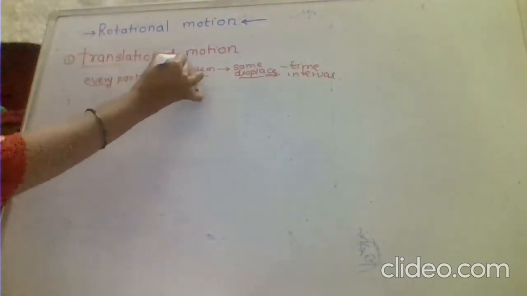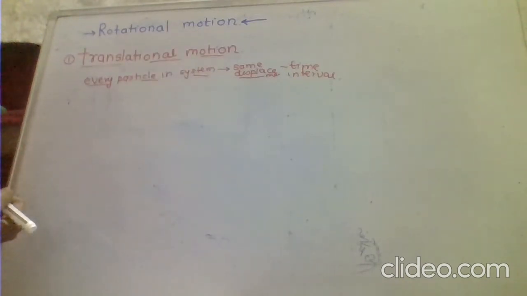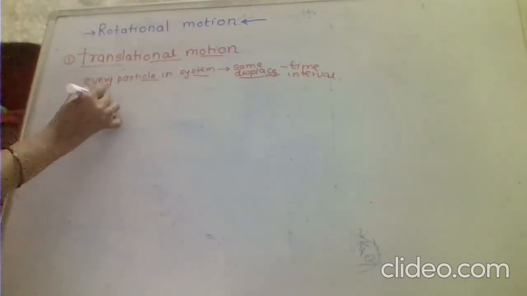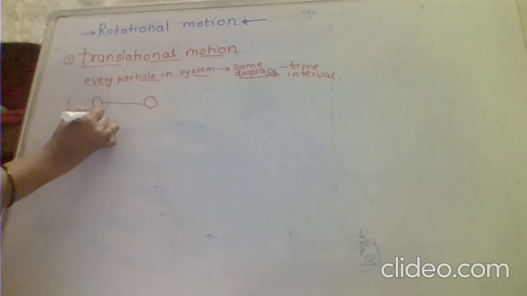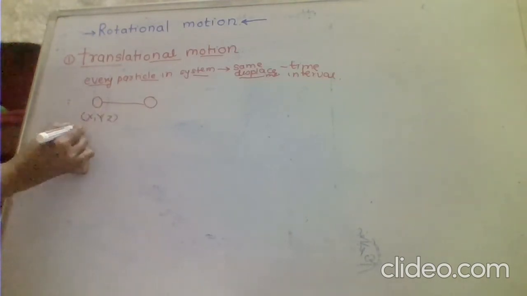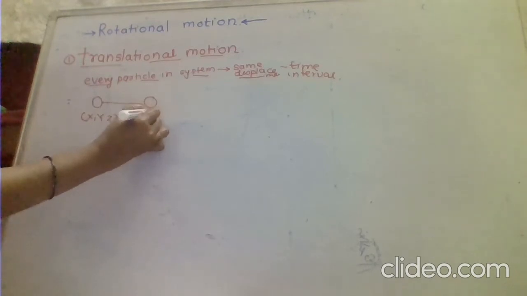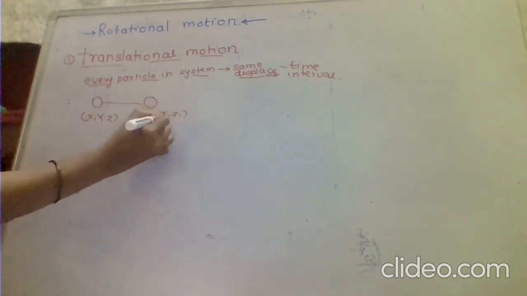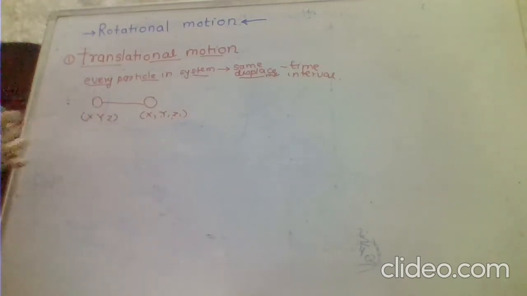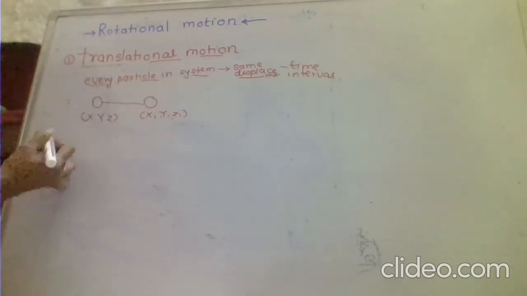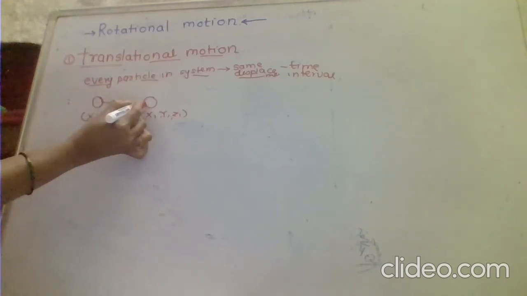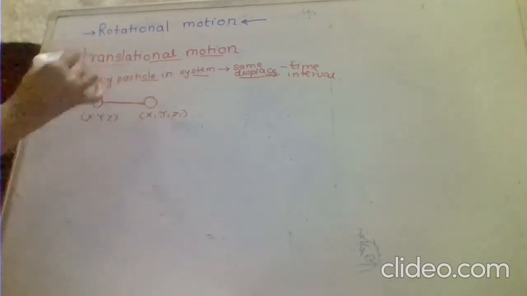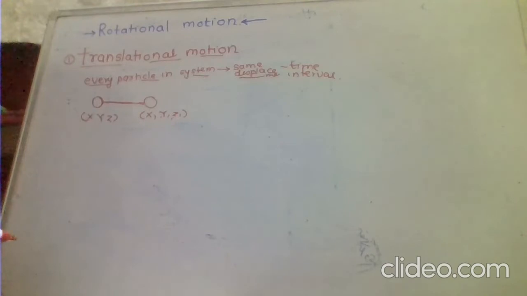Or if the particle goes from one position to another, that means the position coordinates. Initially, the coordinates are x, y, z. After time dt, the coordinates are x1, y1, z1. Then the system is said to be in translational motion. That is, every particle in the system undergoes the same linear displacement in a time interval. Then the system is said to have a translational motion.